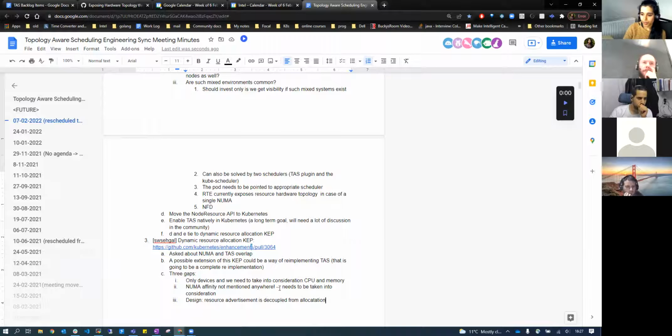Yeah, I think you're right. My understanding is correct as well. When it comes to this, the plugin itself has to be responsible for managing its own advertisement of resources. And how it does it is up to the plugin itself, and it's done by a custom resource. So yeah, that is an important point.